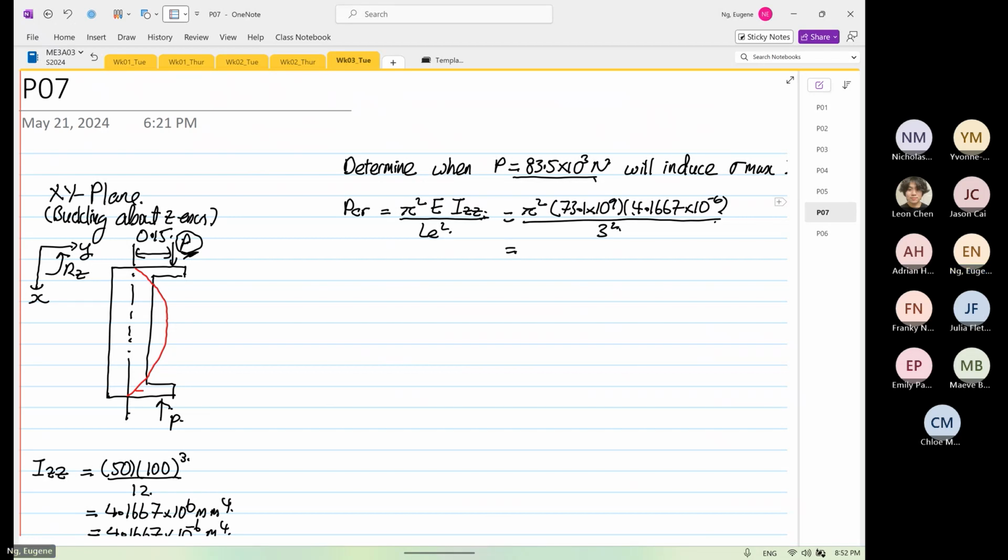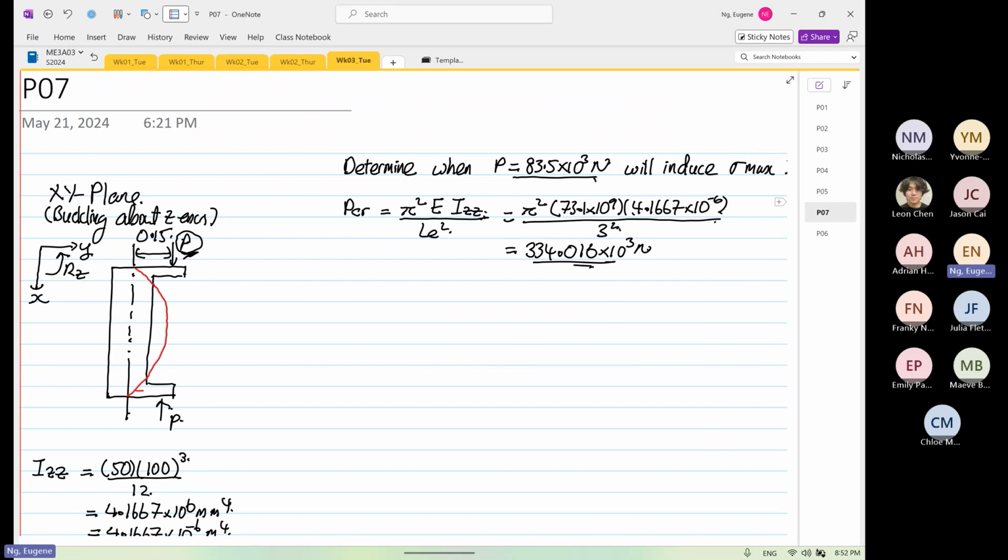So this is equal to pi squared times 73.1 power 9 times 4.1667 power minus 6 divided by 9. So it's equal to 334.016 times 10 to the power 3 Newton.